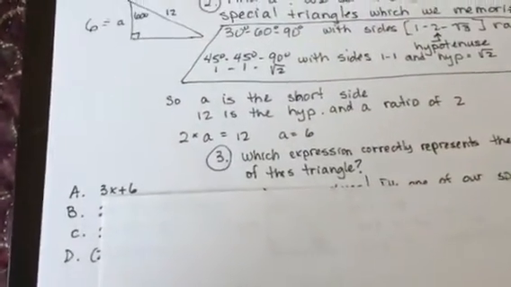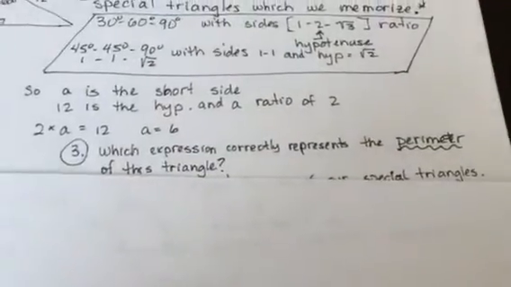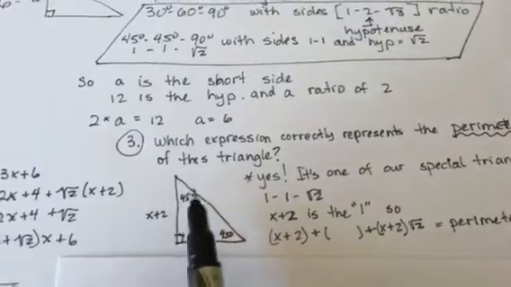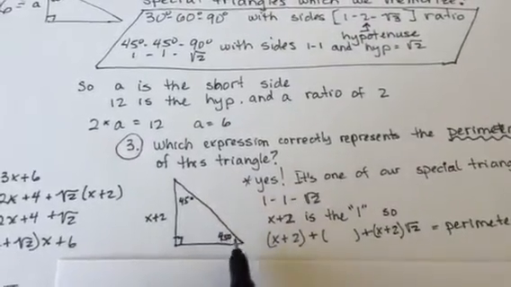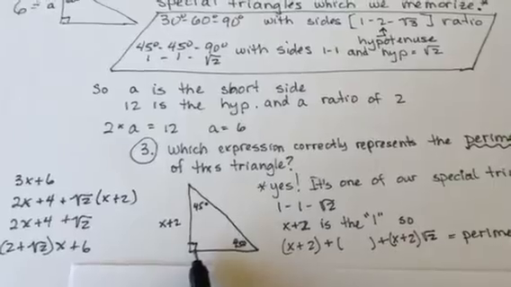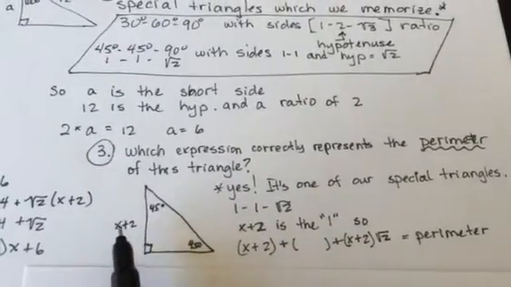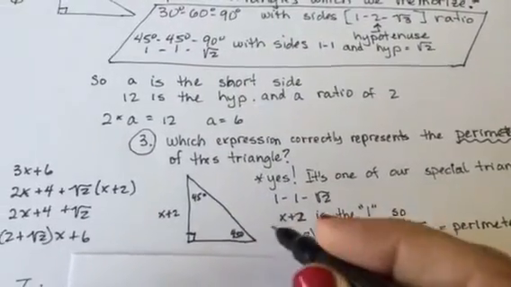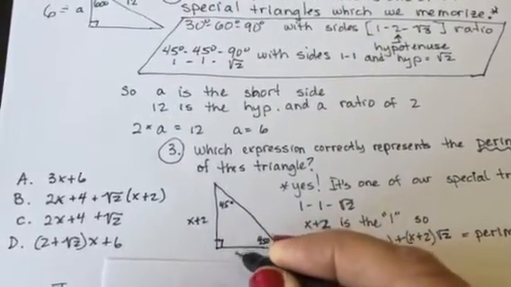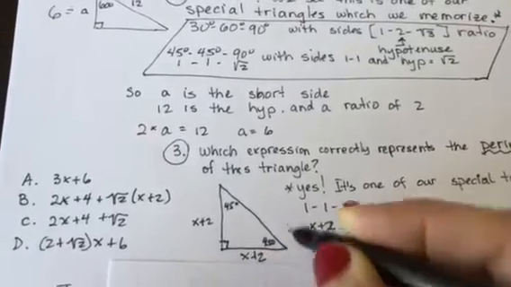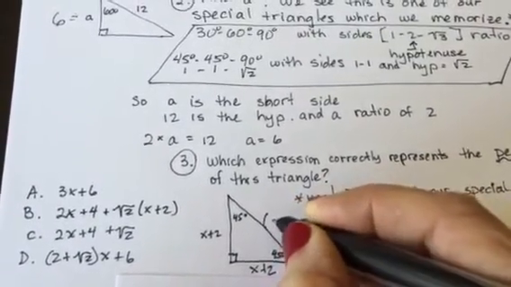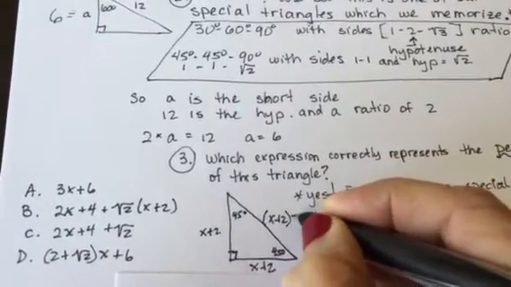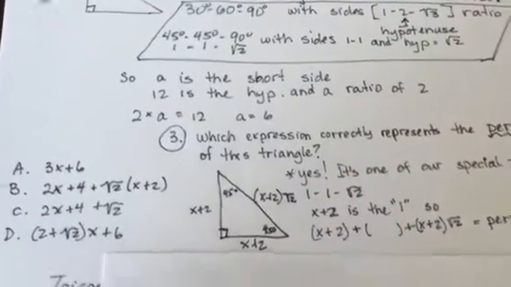Number 3, which expression correctly represents the perimeter of this triangle? Now this triangle is indeed our other special triangle: if one angle is 45, the other one's 45 with a 90-degree right angle. So yes, and its relationship is 1, 1, square root 2. So if this side is 1, this other side is also 1, and the hypotenuse is 1 times the square root of 2. Here, that means x plus 2.